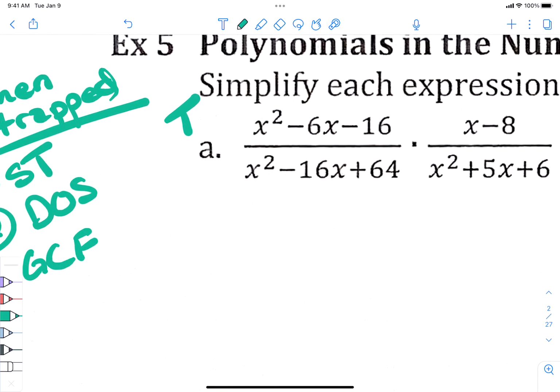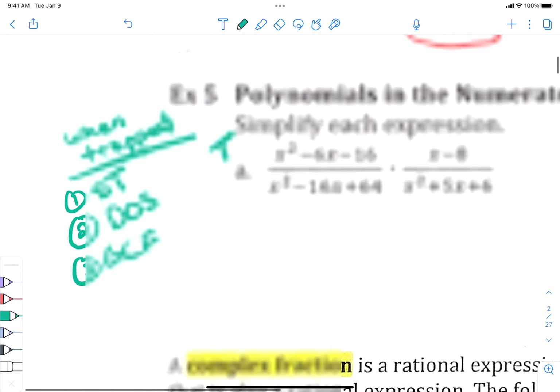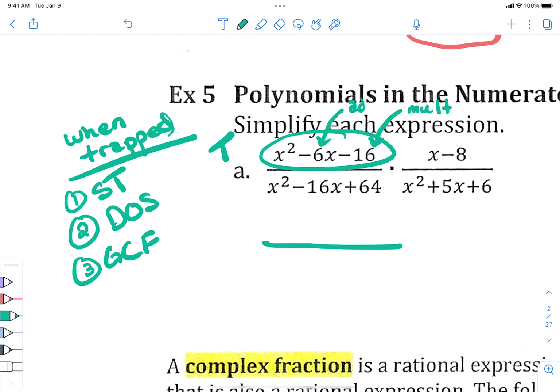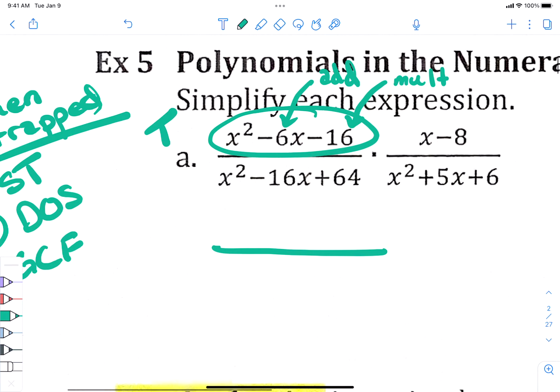All right, so all we're doing in part A is breaking stuff down and crossing stuff off, okay? You should know that we can't cancel this x squared with that x squared. How come? They're trapped with pluses and minuses. That bonds things together and you cannot break them apart. So we look at each chunk. This top chunk is a trinomial, and I ask myself, what can I multiply to get negative 16, but when I add them, give me negative 6?